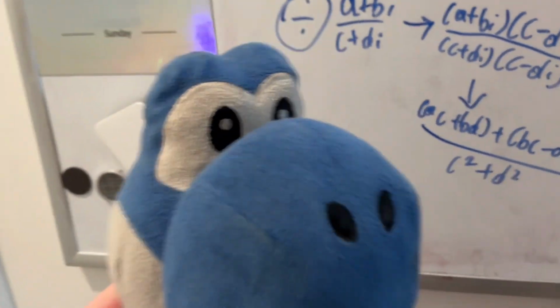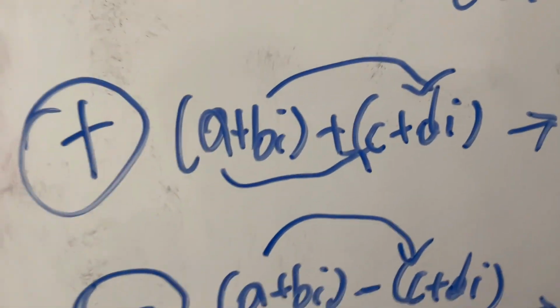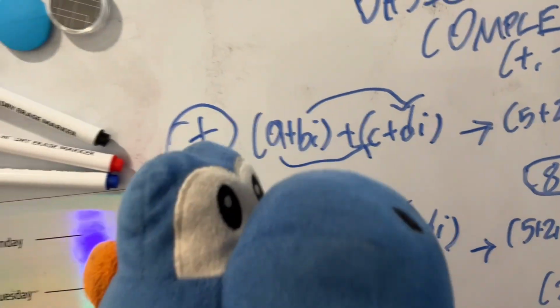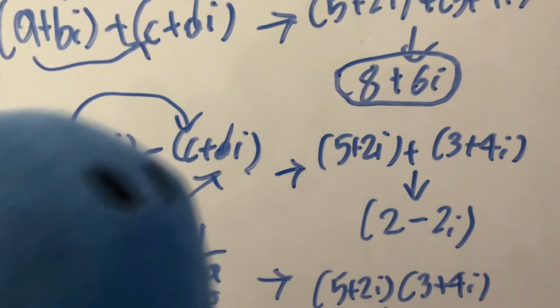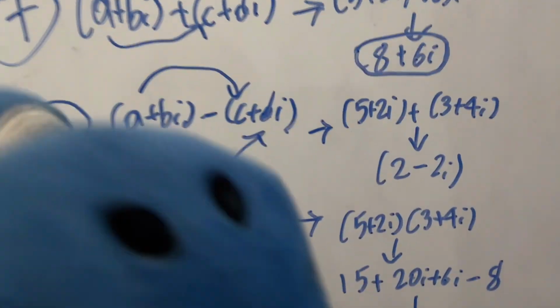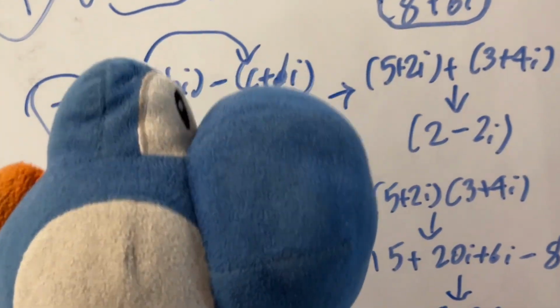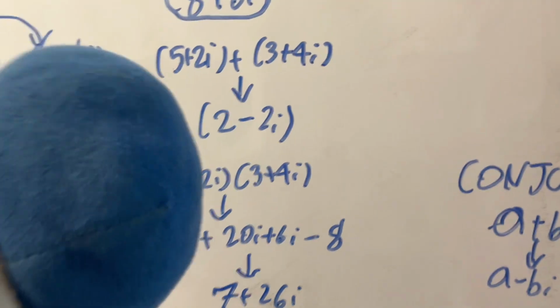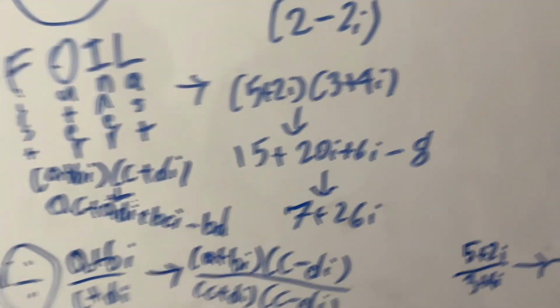Alright, so we know the basic operations: plus, minus, times, and divide. But what if we use those basic operations on two complex numbers? Well, addition's pretty straightforward. You just add the real parts and add the imaginary parts. For 5 plus 2i plus 3 plus 4i, if you do the math, you should get 8 plus 6i. For subtraction, it's pretty much the same, except you subtract the real values and you subtract the imaginary parts. So 5 plus 2i minus 3 plus 4i turns into 2 minus 2i.